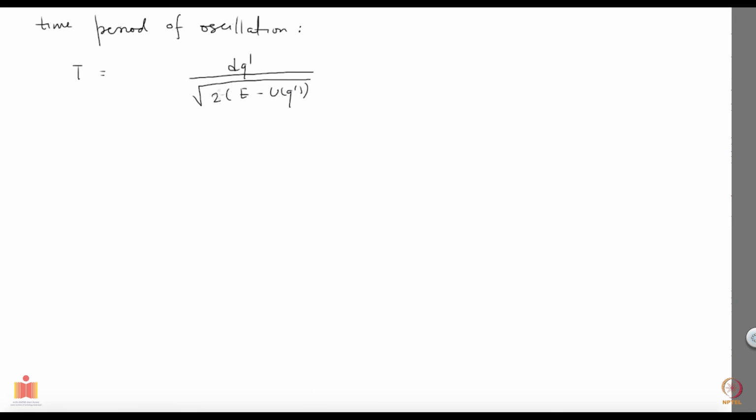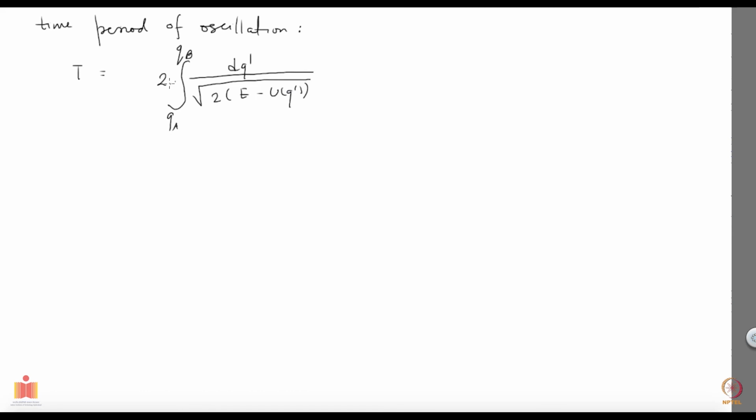So time period of oscillation, which is just the time it takes from going from A to B and back. Okay, that will be T. This will be dq prime over, this is what I wrote earlier, 2 E minus U of q prime. Okay, and then you have to integrate from QA to QB, and it will be twice of it because it takes the same amount of time.